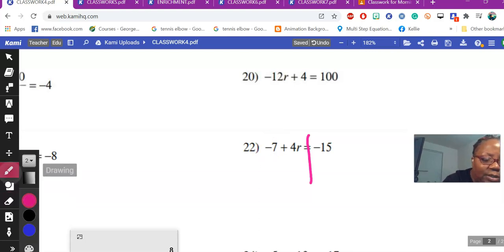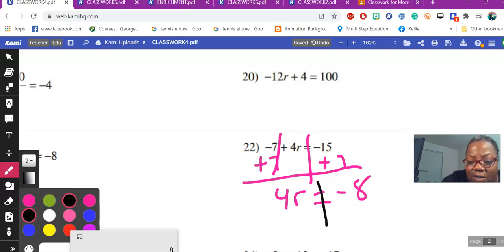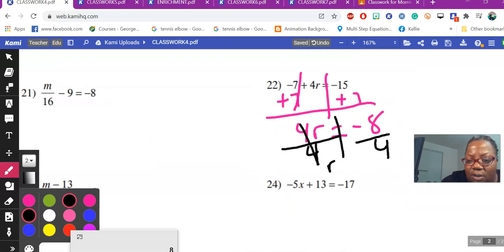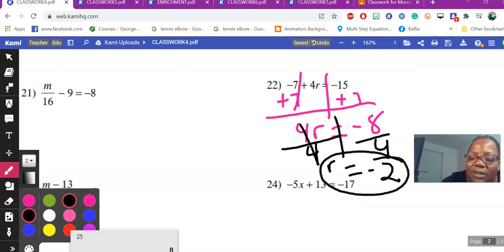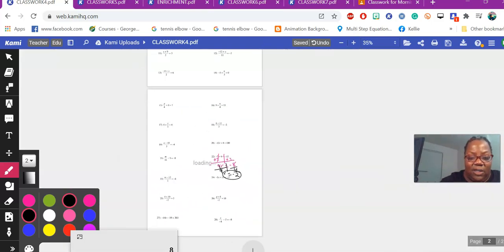So which means I'm going to add 7 here, add 7 here. That cancels out, giving me 4r. Negative 15 plus 7: 7, 8, 9, 10, 11, 12, 13, 14, 15, that's 8. It's going to be negative 8. I now created a one-step equation. I'm going to divide by 4 on both sides. That cancels out, leaving r. And this will be negative 2. R is negative 2.